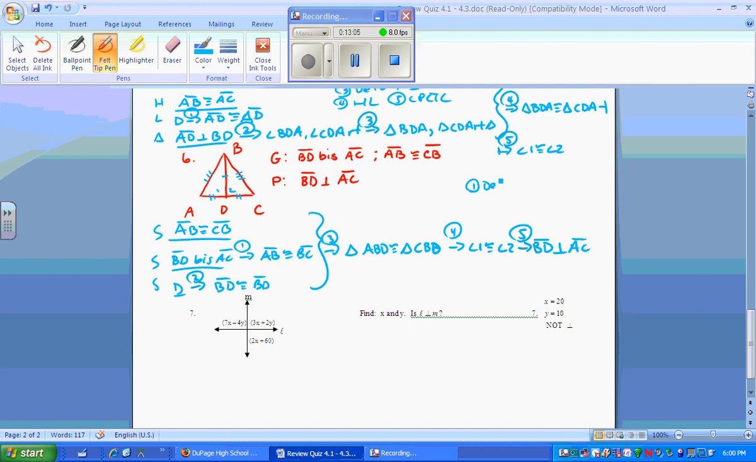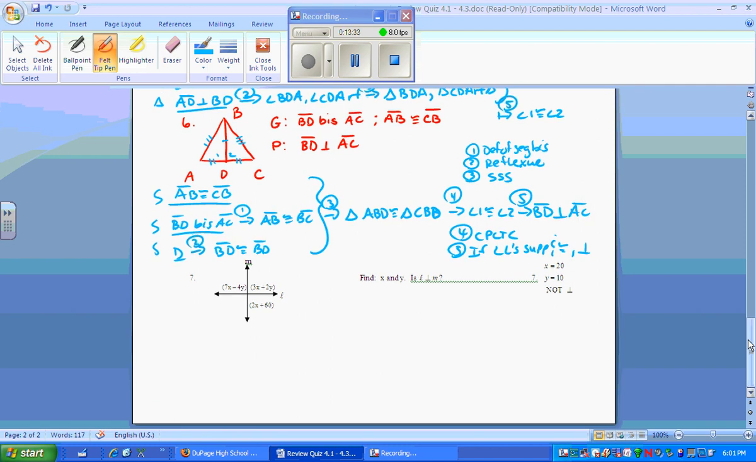Reason 1 is definition of segment bisector. 2, reflexive. 3, side, side, side. 4, CPCTC. And 5, if two angles are supplementary and congruent, then perpendicular.